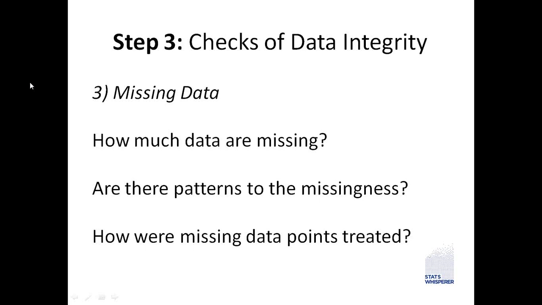So you want to know how much data are missing, and then the patterns to the missingness, like did the people who were living with cats, were they more likely to have missing data relative to the people living with dogs? And then finally, how were the missing data treated? Were the mean scores of the valid responses entered, right? Or was there some really far out sophisticated method like multiple imputation used to account for the missing data?